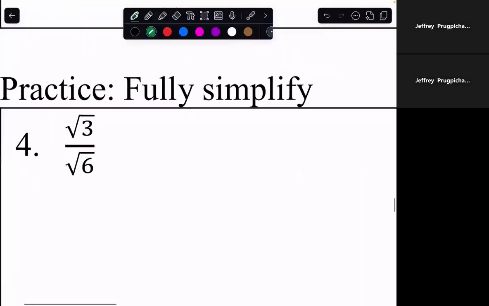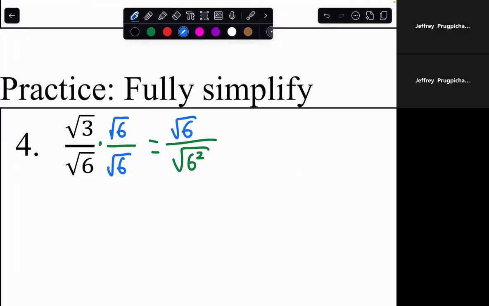For problem 4, our goal is to get to the square root of 6 squared. So we already have a 6 to the first. To get to 6 to the second, you just need 1 additional 6. Right, so now that 6 gets to move out. Sorry, that should be 18 up top.